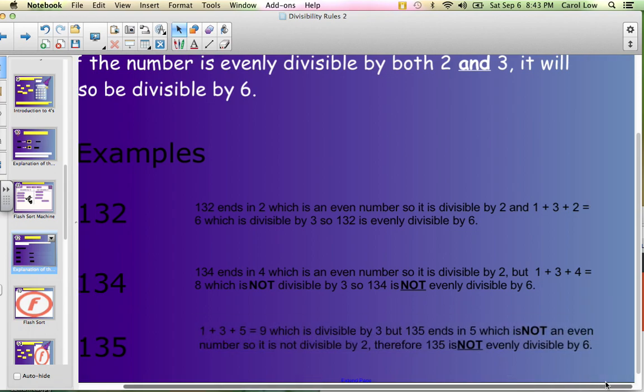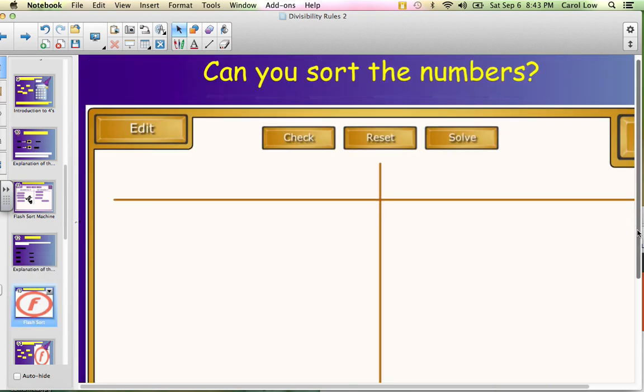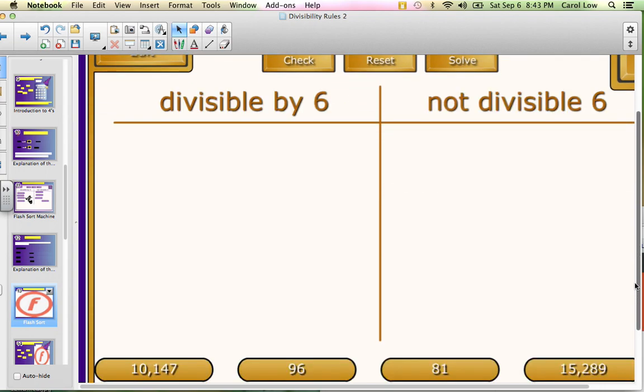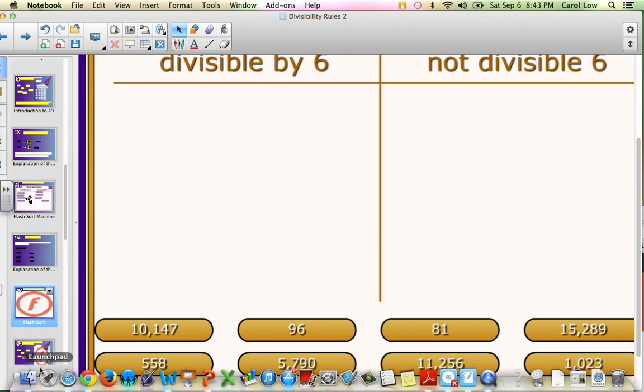Okay? Write down any questions that you have because we will be having some questions on this. I want you to sort these numbers and we'll discuss them tomorrow. Are these numbers divisible by 6 or not? Put these in your notebook and we will talk about them tomorrow. Probably going to have to pause the video a little bit. Next slide.